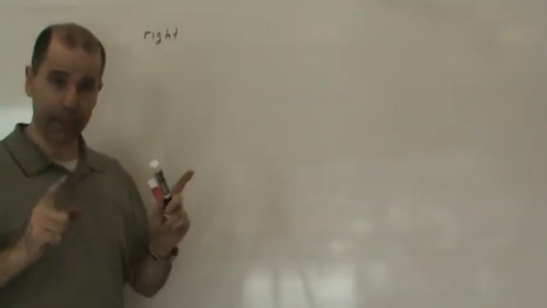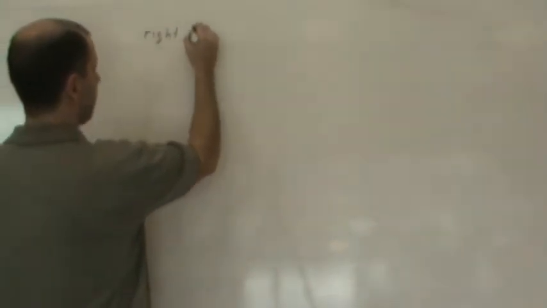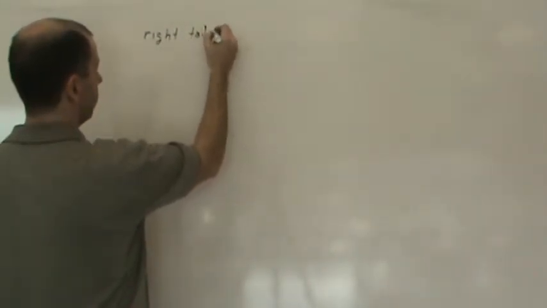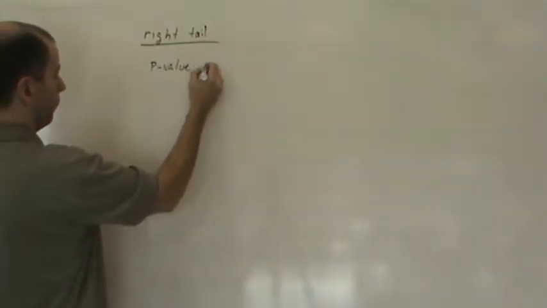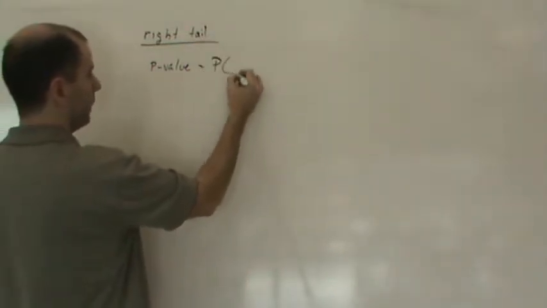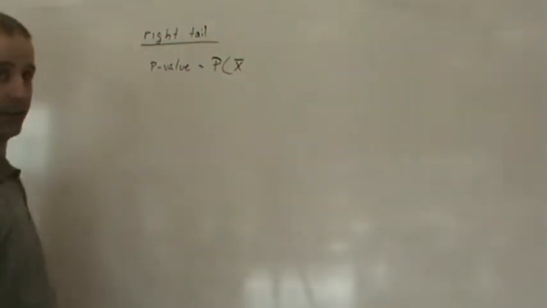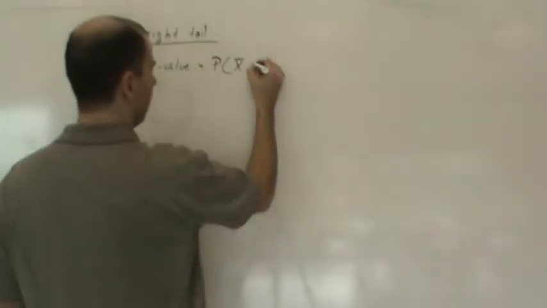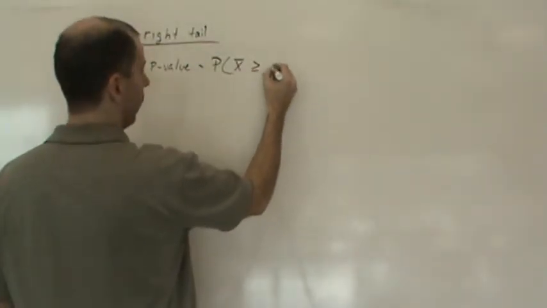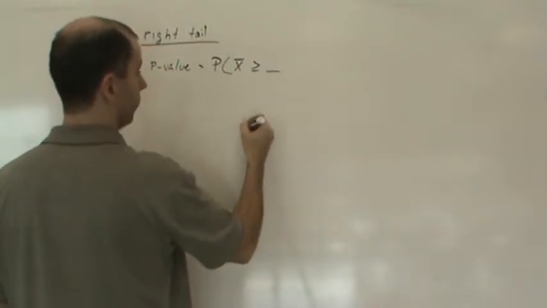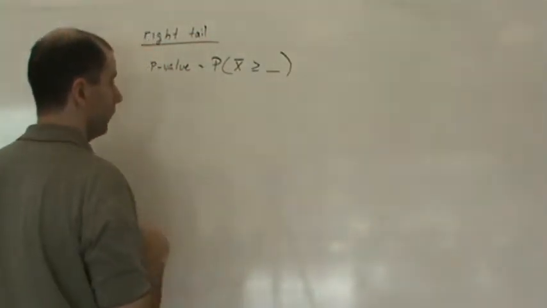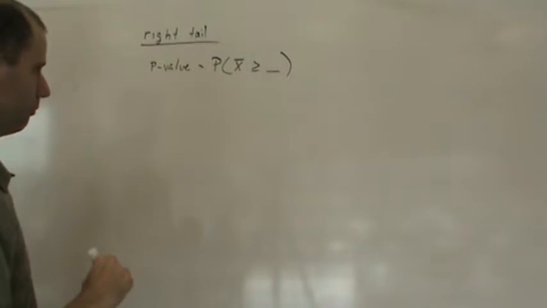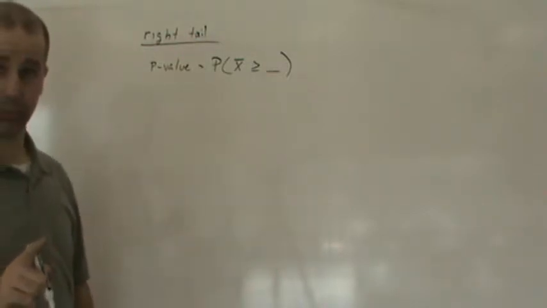Now, how you calculate p-value is different depending on the test. Okay? So if I do a right tail, then your p-value is going to equal the probability that your test statistic, x bar in this case, your sample mean, is greater than or equal to whatever value you got, which would be whatever your test statistic is. Okay, makes sense?